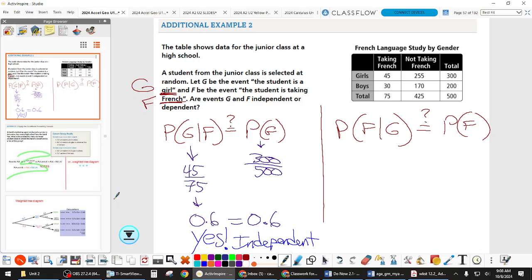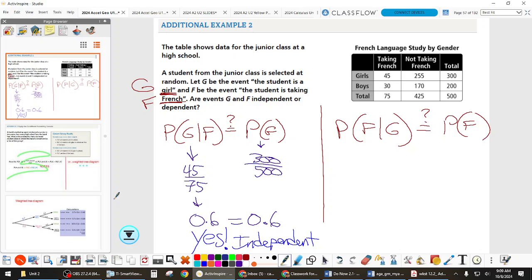Be more specific. Specific to this situation. Not a general definition of independence. That it doesn't matter if you're a girl or a boy. That it doesn't matter if you take French or not. Yes. Okay, being a girl doesn't affect whether you take French. Okay, that's what it's saying.